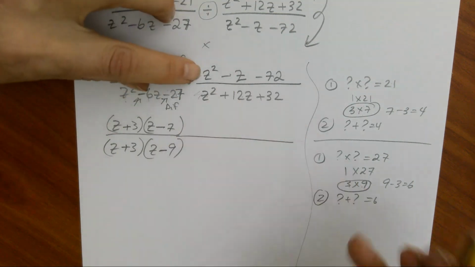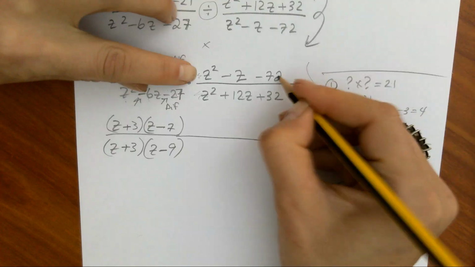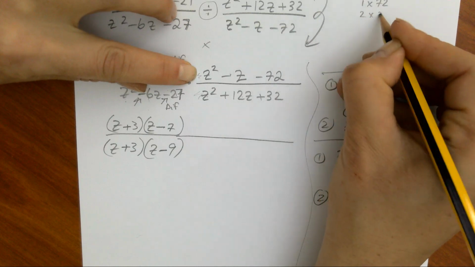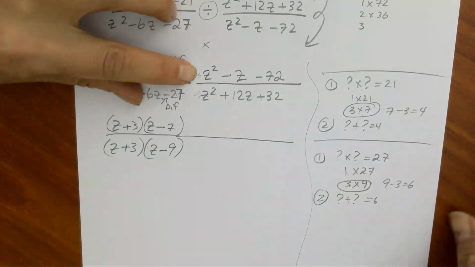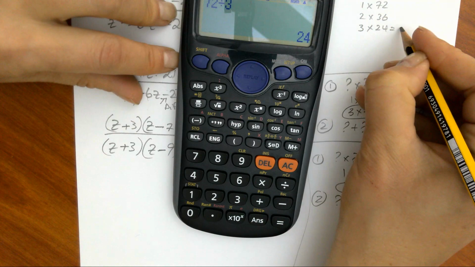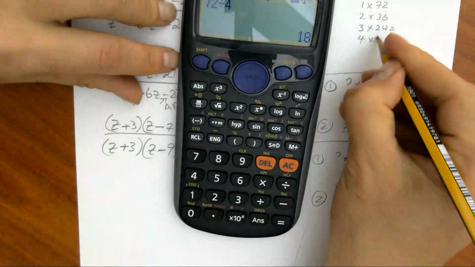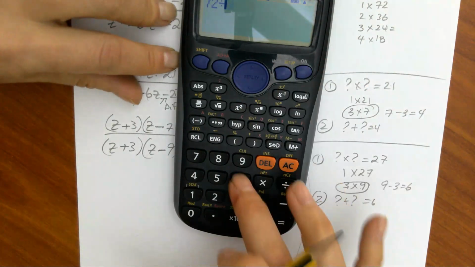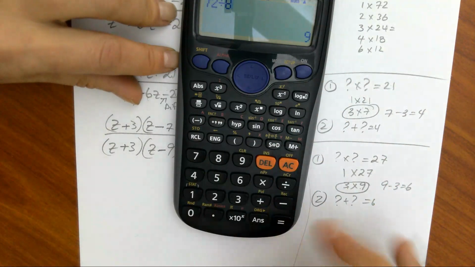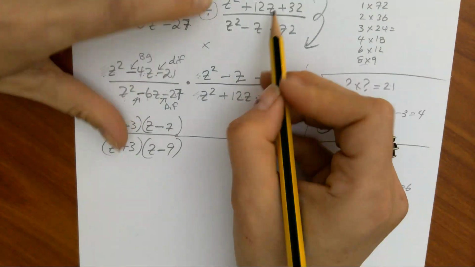Let's do this one. We'll do it up here. What times what equals 72? 1 times 72, 2 times 36, 3, I don't know that one, so I'm going to go 72 divided by 3, 24, yeah. 4, 72 divided by 4, yep. 5, no. 6 maybe, yep, 6 times 12. 7, no. 8 maybe, 8 times 9, then we're done. And now we have to go, what times what equals 12?